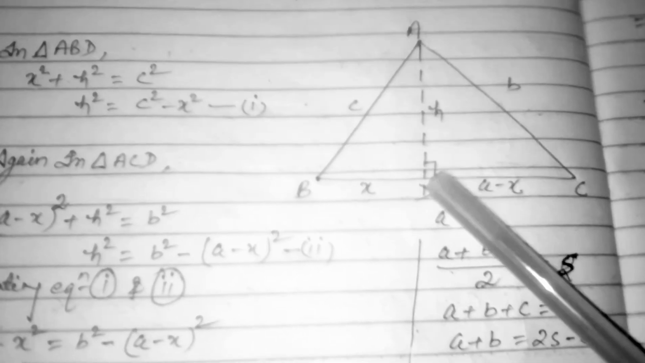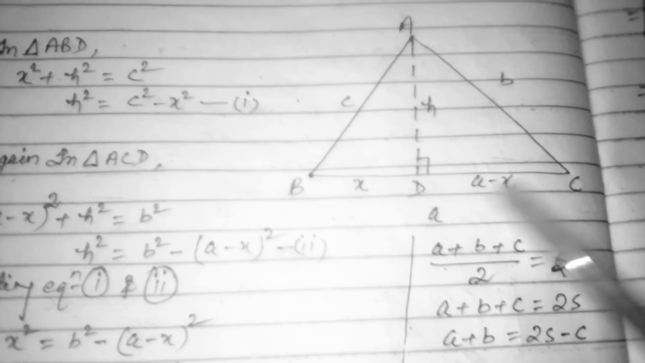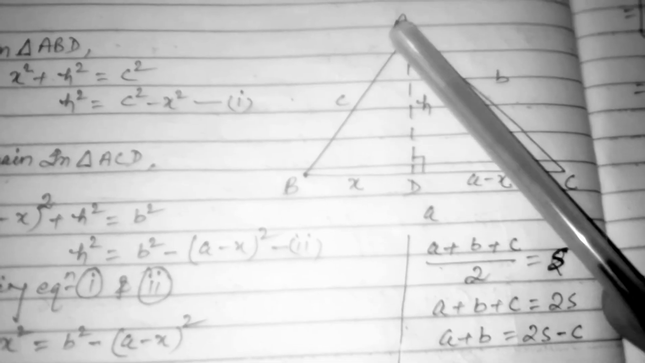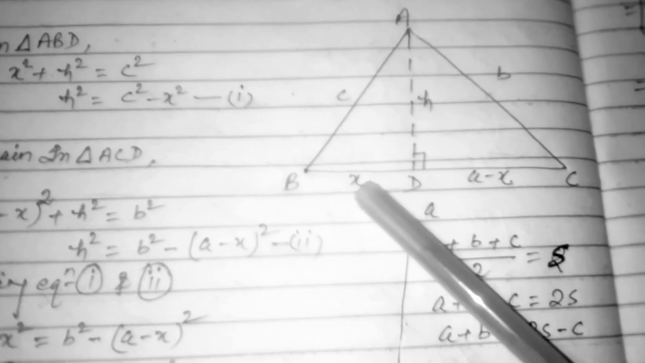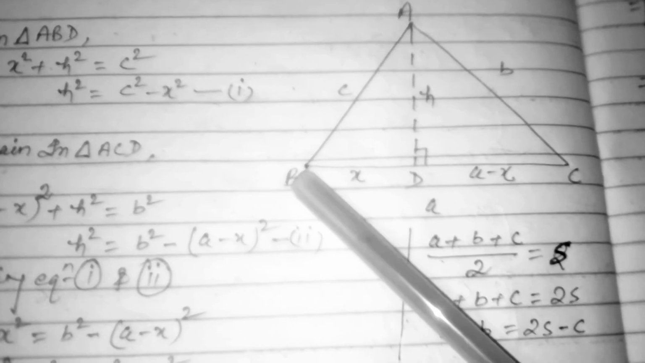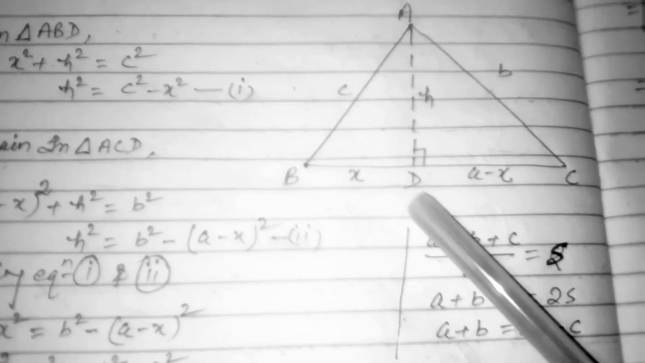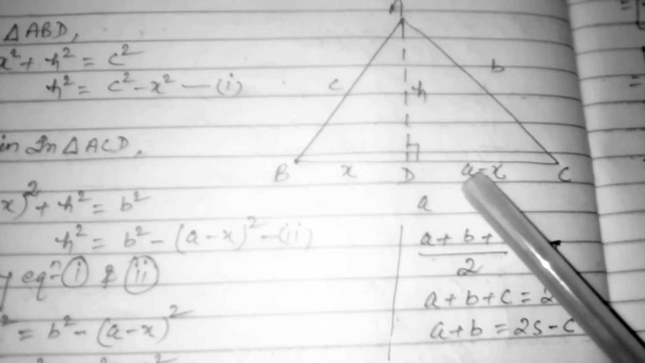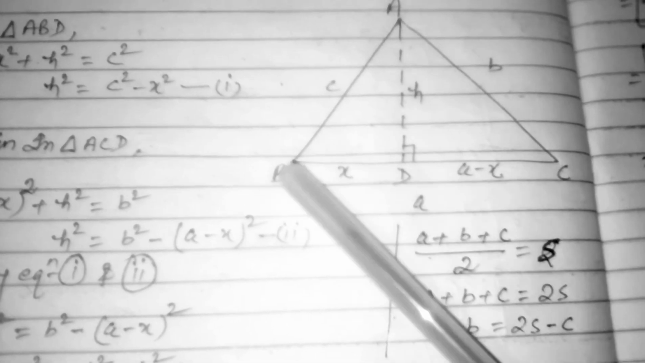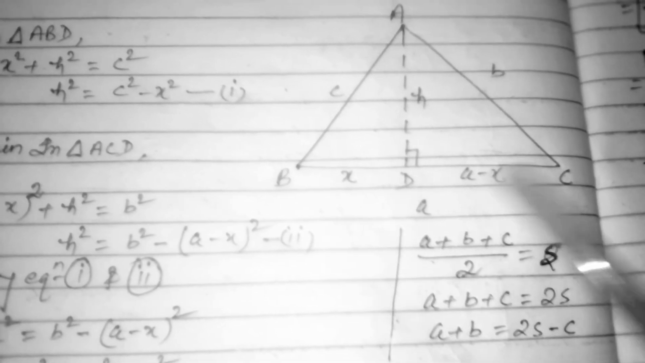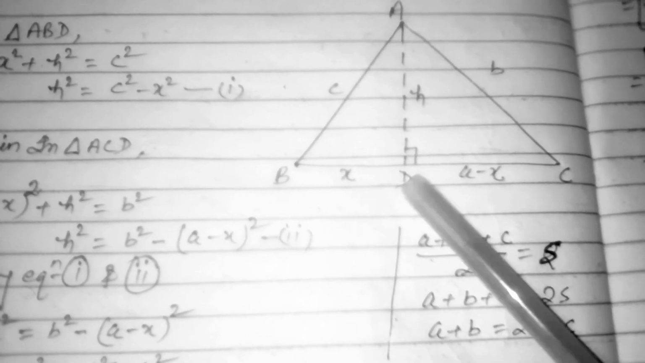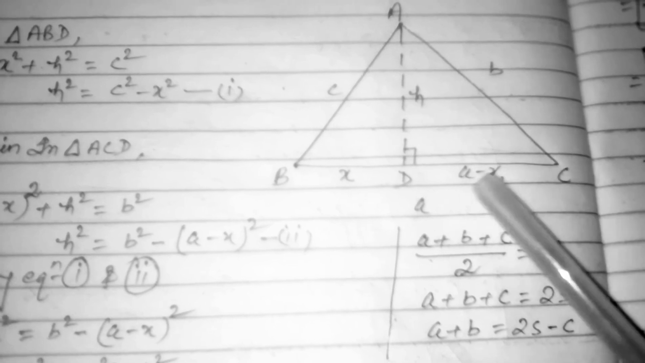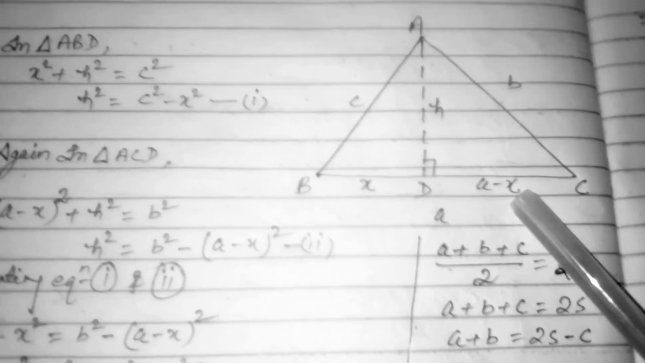Draw AD perpendicular to BC. Then we assume AD is equal to h, BD is equal to x. If BD is equal to x, then DC will be a minus x. BC is a and BD is x, so CD will be a minus x.